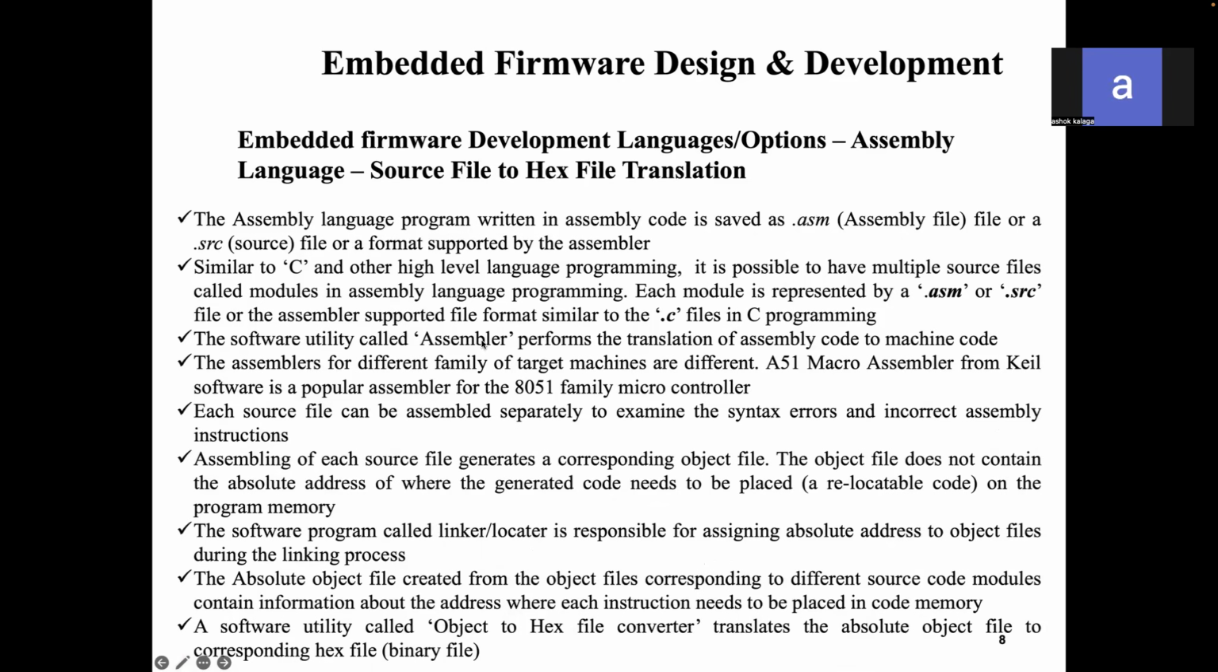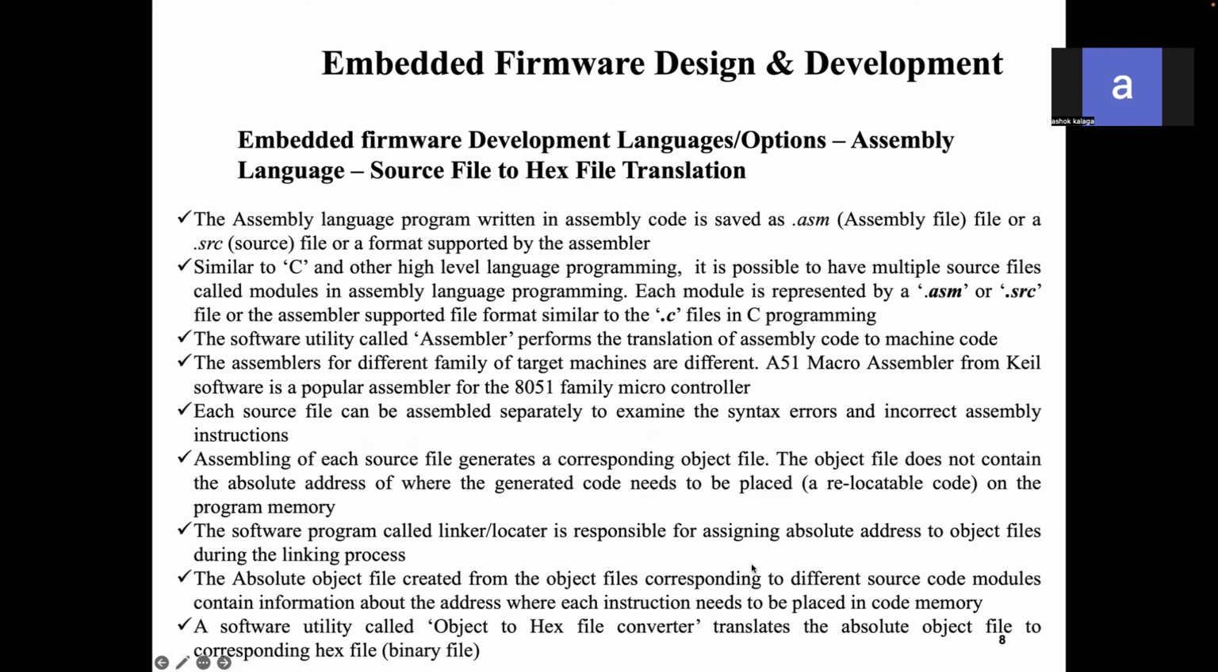Here is the process of converting the source file to the hex file. The assembly language program written in assembly code is saved with the extension .asm or .src. Similar to C, it is possible to have multiple source files, called modules, in assembly language programming. Each module is represented by a .asm or .src file extension. The software utility called an assembler performs the translation of assembly code to machine code, and the assemblers for different families of target machines are different.